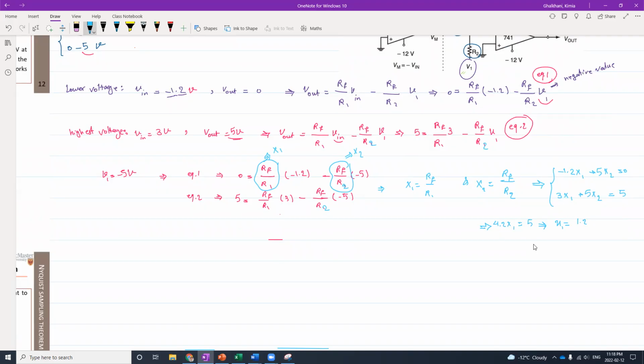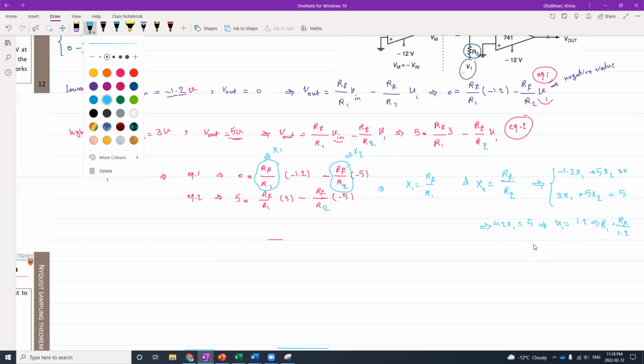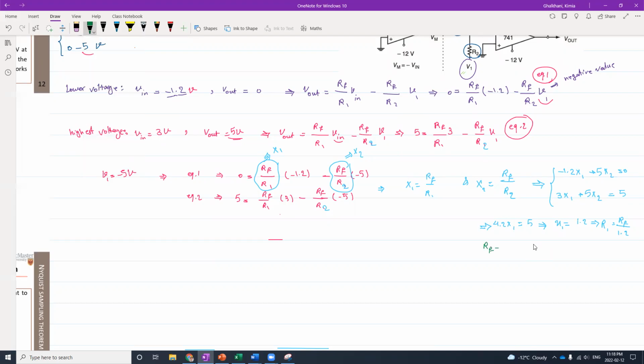And then from this, R1 is going to be RF over 1.2, right? So if RF is 12, then R1 is 10, right? As an example, let's say RF is equal to 12, then what is R1?